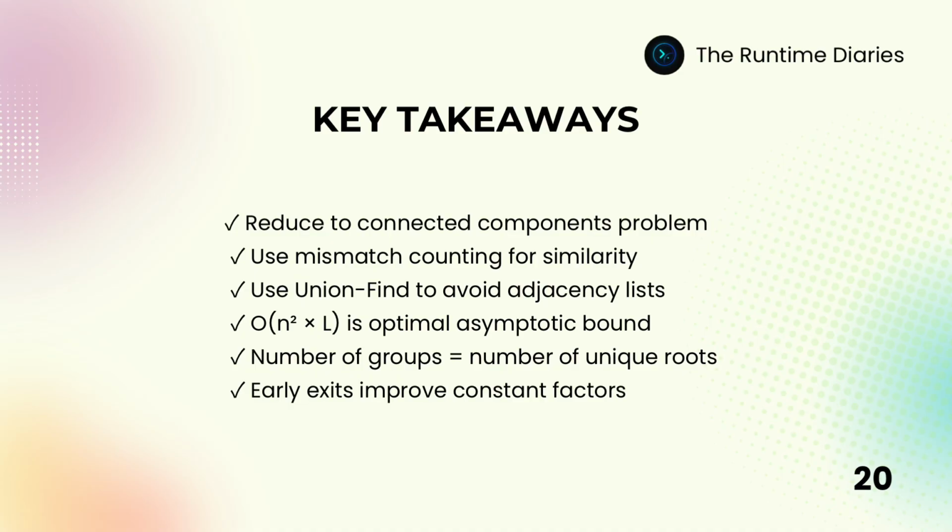Fourth, expect O of n squared times L time complexity. That's the nature of this problem. Don't waste time looking for a subquadratic solution that doesn't exist. Fifth, count unique root parents to get the final number of groups. That's how union find gives you the answer. Sixth, hard problems get easier when you reframe them correctly. This problem looks like a string problem on the surface, but it's really a graph problem underneath.